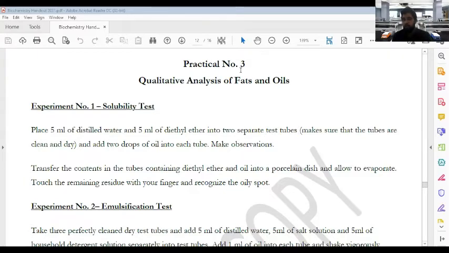If you put fats or oil, or whatever compound you need to test, on a paper, then you will see oily spots. Okay, or the oil spot test.